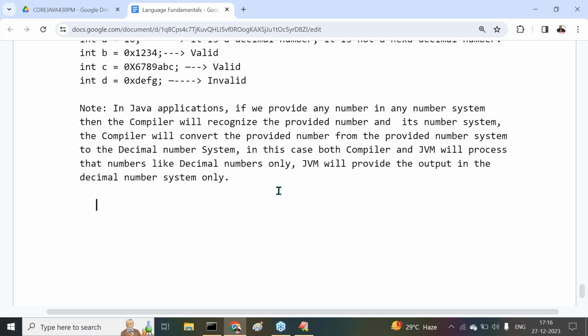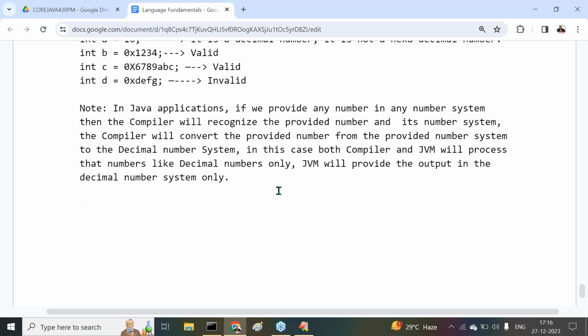Okay. So anyway, the information is very clear. Now try to understand it. Even if we provide numbers in any number system, internally the compiler will convert the number from the provided number system to the decimal number system, where both compiler and JVM will process that number like a decimal number, and JVM will provide the output in which number system? Decimal number system only.